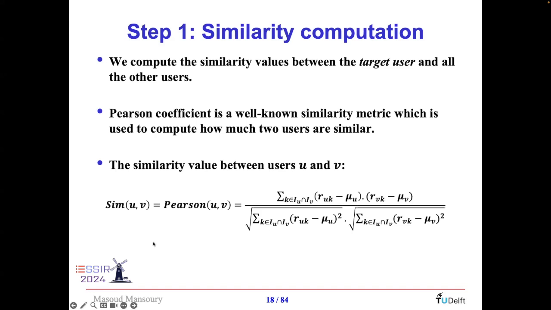So Pearson correlation follows this equation. In the numerator you have basically the dot product of the ratings that the target user and the neighbor user provided for the commonly rated items, just to see how similar these two users' rating patterns are. And the denominator is simply the normalization factor, just to make the value from Pearson correlation be in the range of 0 and 1.